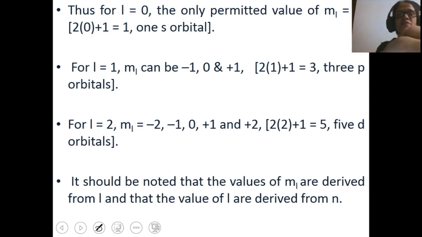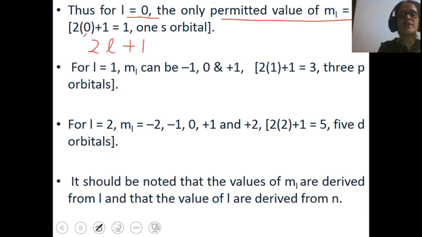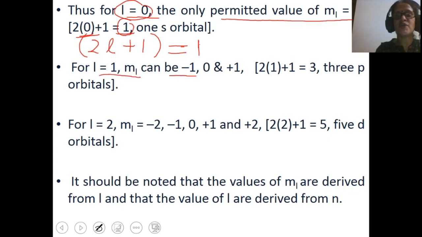So, for l is equal to 0, the only permitted value of ml is 0. And by substituting this value in the formula 2l plus 1, we are going to calculate how many orbitals are present. So, 2l plus 1. What is l here? l is 0 here. So, 2 into 0 plus 1 means only one value. What does it mean? l is equal to 0 means s subshell, and this one value indicates that only one orbital is present in the s subshell. Similarly, we can calculate for l is equal to 1. How many values of ml are possible?